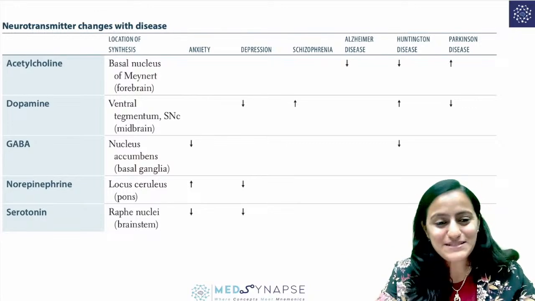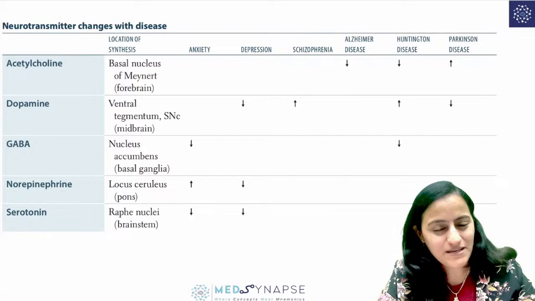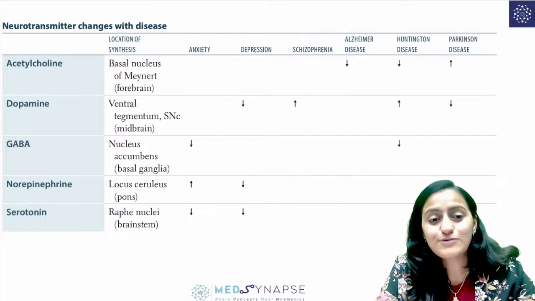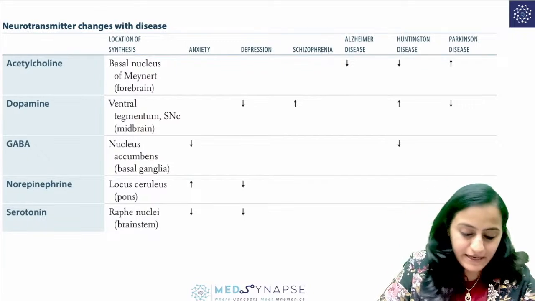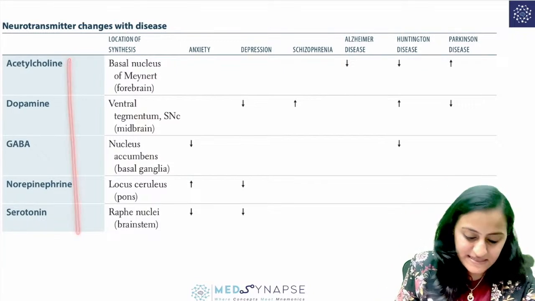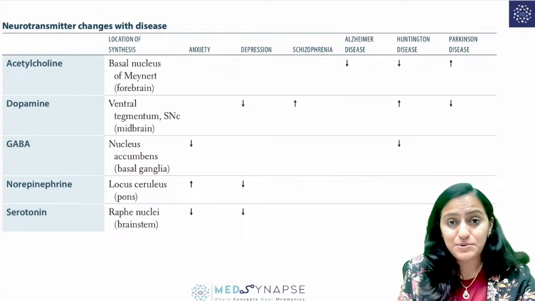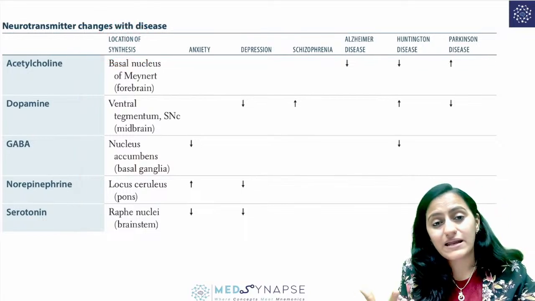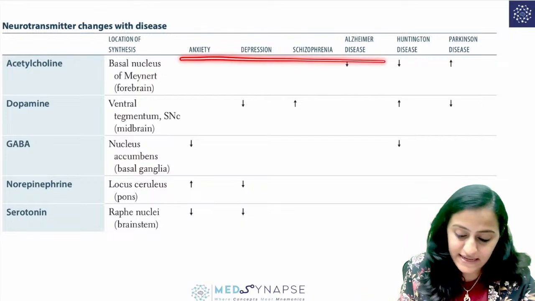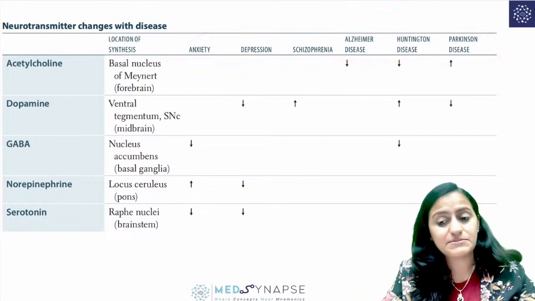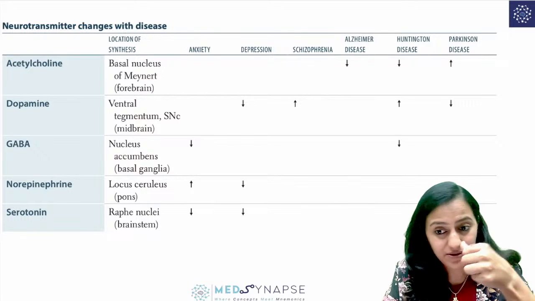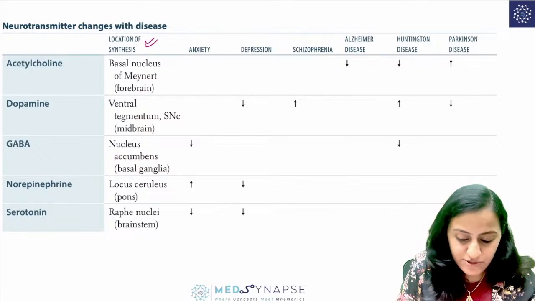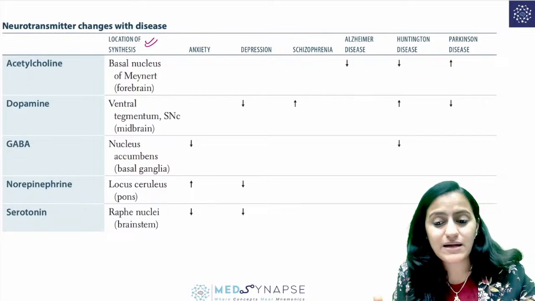So let's quickly discuss this topic here, and I'll simplify this for you so that you will never forget how to remember the neurotransmitters, right? So what you need to learn first is these neurotransmitters that you have here, right? And you need to know the location, from where they are coming, where they are synthesized, and what happens to the neurotransmitters in the various disorders. Okay, so this is what we have to learn here. So first, let's focus on the location. Where are they synthesized?